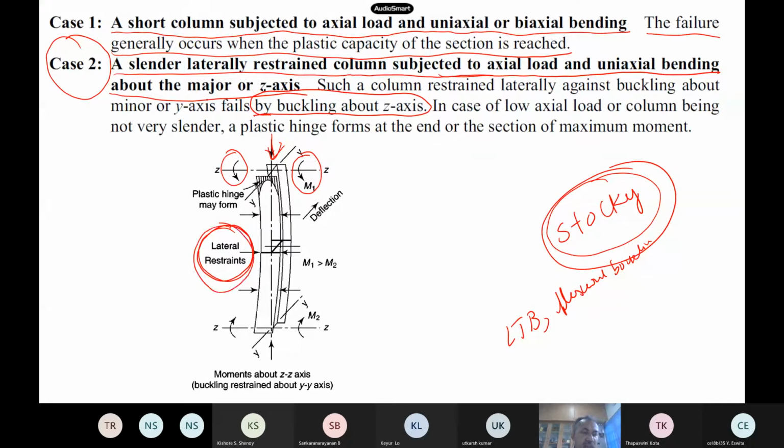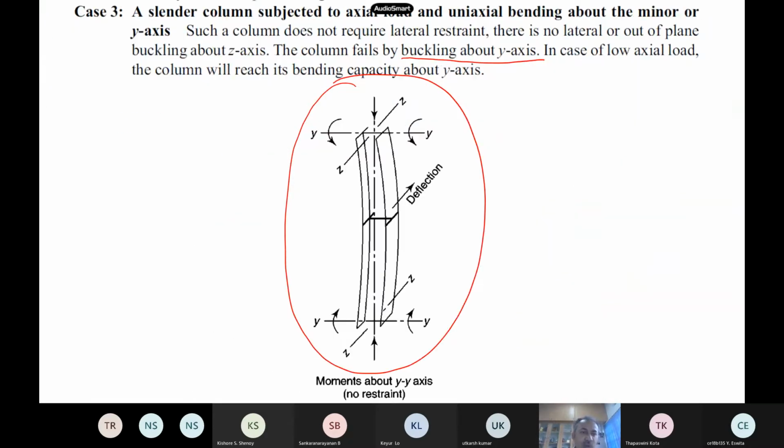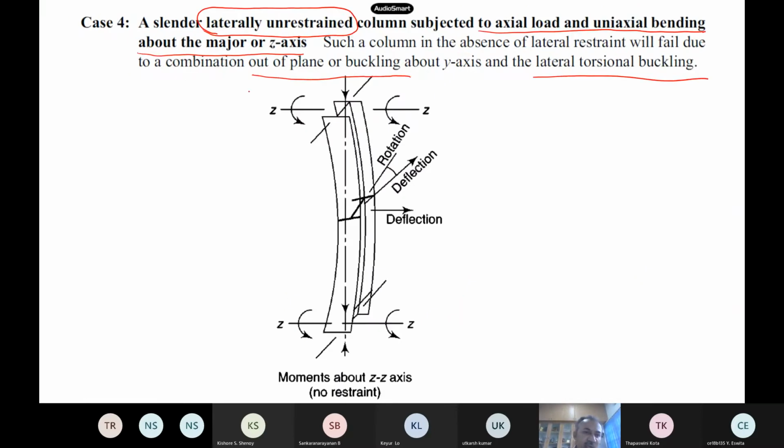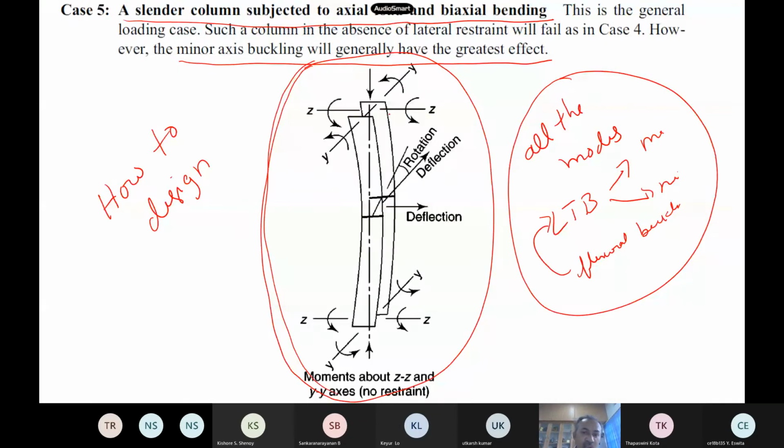If a lateral restraint is provided along one axis, then it may buckle along the other axis. There are some cases, but in reality, this is case 4. Sometimes we may have to do biaxial bending and all this, but this is the last one, so all the cases will be present. How it is going to buckle depends on the moment of inertia and on the type of the loads. Accordingly, you have to design the member itself.